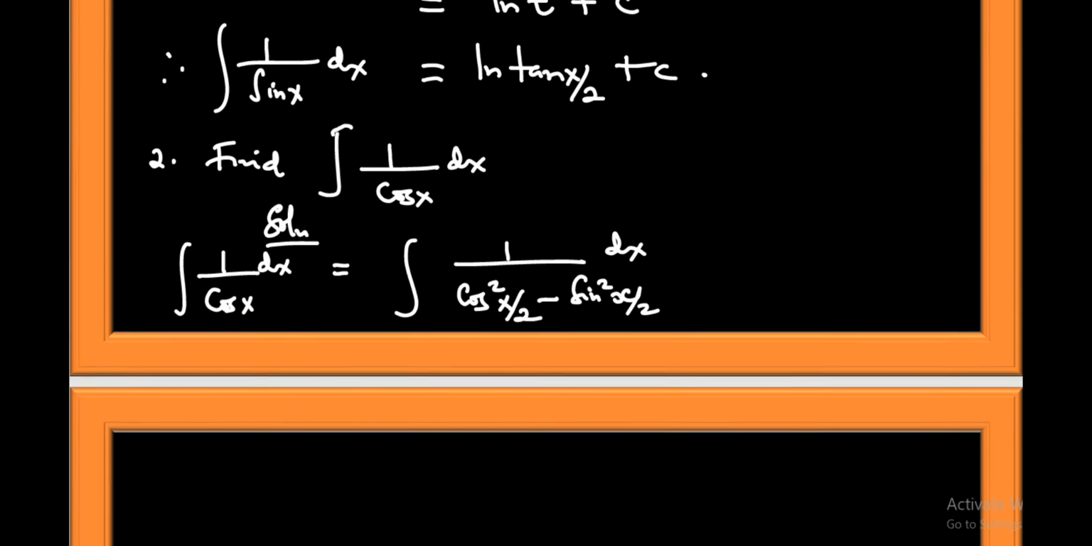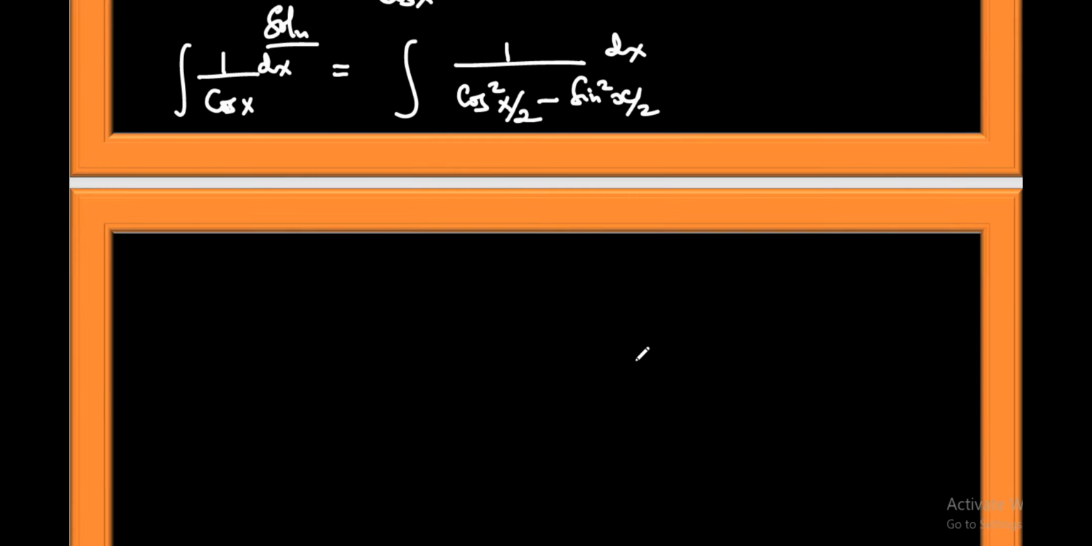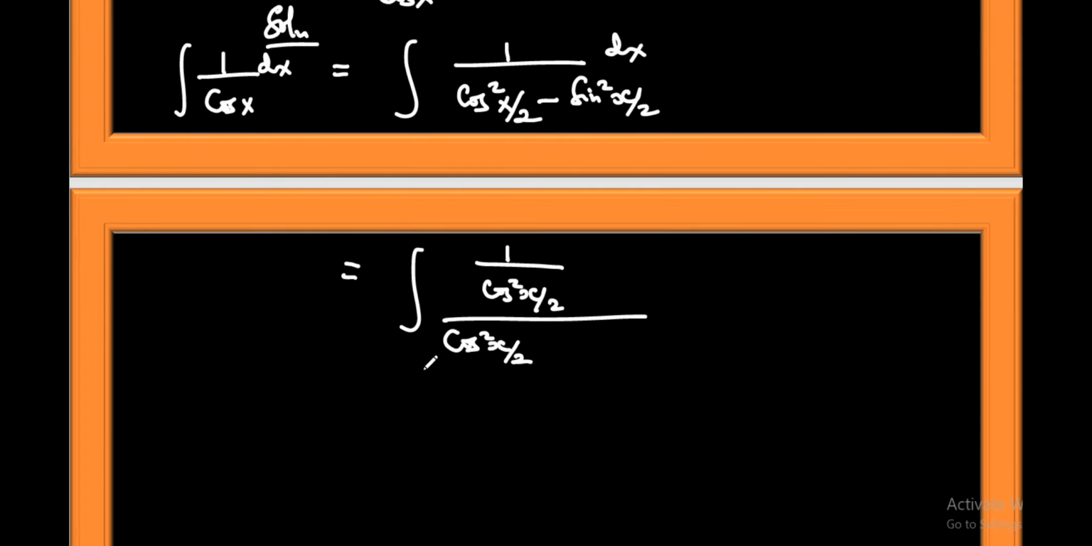Then from there we say we are going to divide through by cos squared up and down. That means we shall have 1 over cos squared x/2, divided by cos squared x/2 over cos squared x/2 minus sine squared x/2 over cos squared x/2, dx at the end of the day.